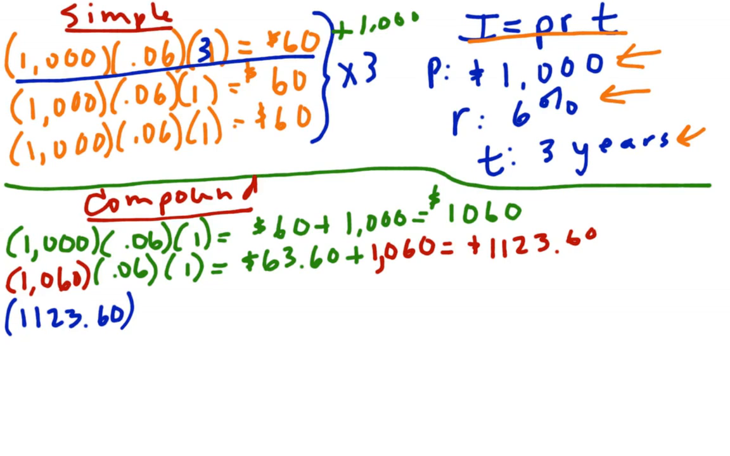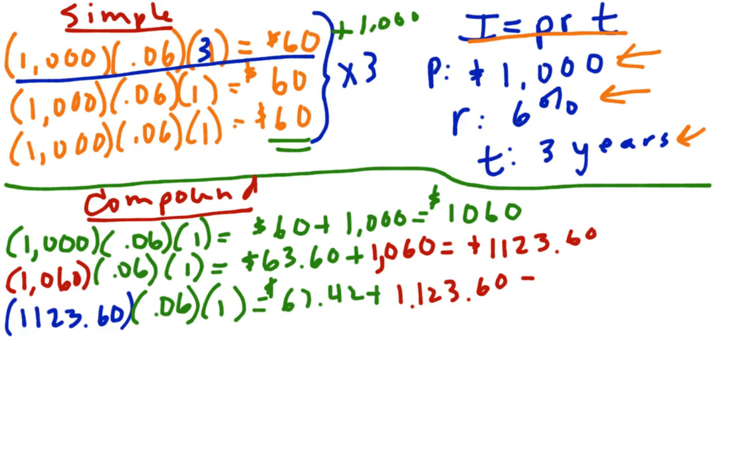Multiply that by, everything stays the same. So now my interest is $67.42. So you can see by the third year, I'm earning $7 more than I was earning up here with my simple interest. And my amounts aren't very big. You can imagine if you had a lot of money for a lot of years, the amount just keeps getting bigger faster. So my principal, again, I'm going to add my principal from the second year, which was $1,123.60. I'm changing my principal every time, and my interest is going up every time.